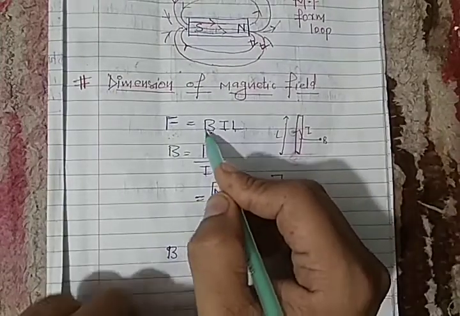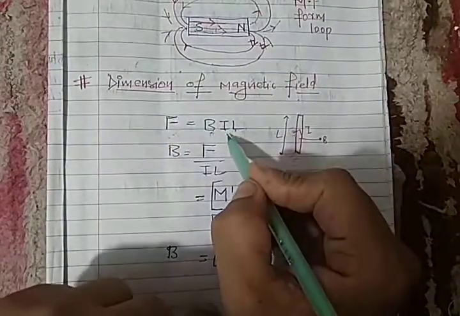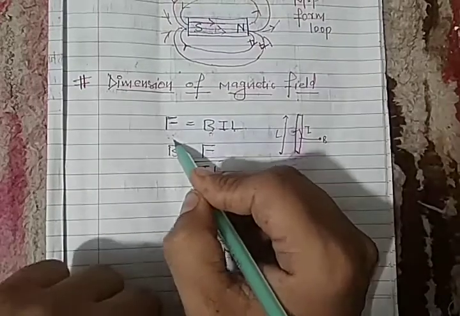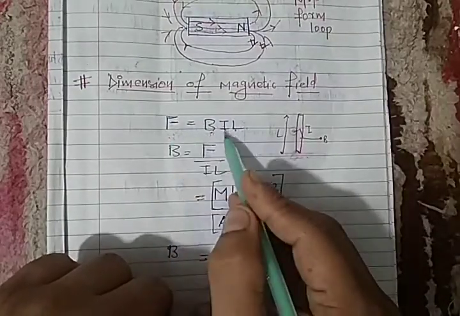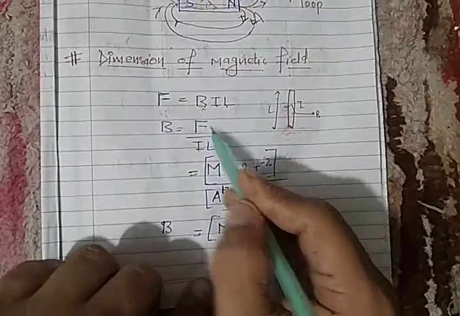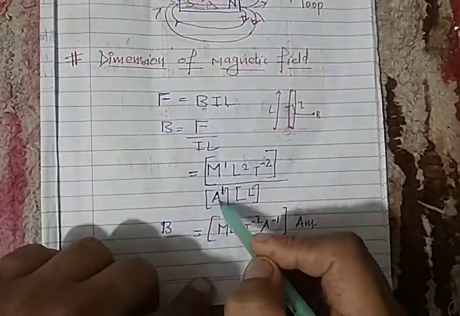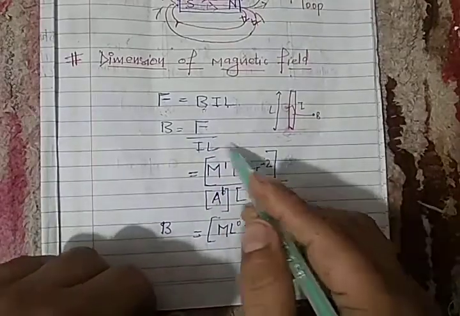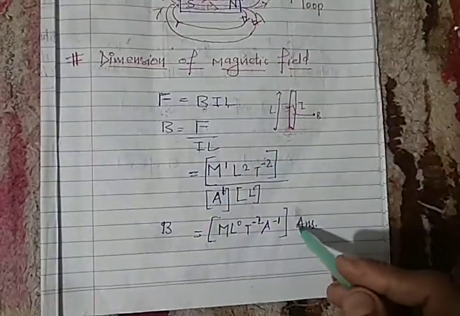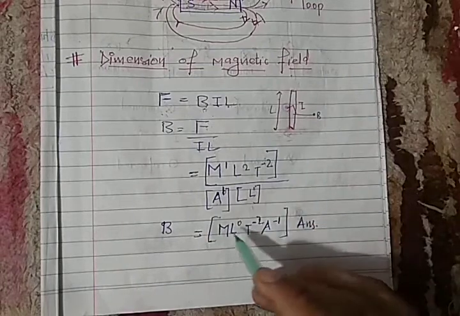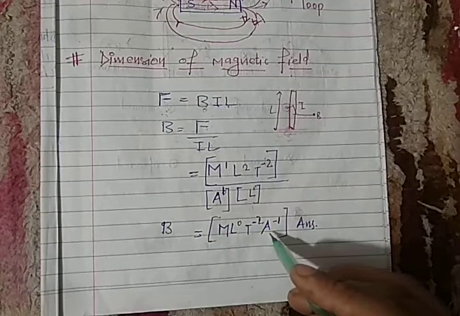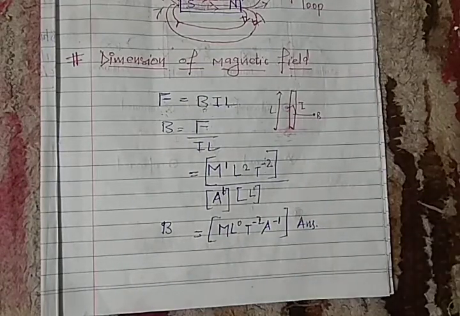Now I am interested in calculating the dimension. So take this IL as the denominator. Now see, B is equal to F upon IL. Now put the value of force. Current is measured in ampere, length in meter. Now with simple mathematics, solve this and you get the magnetic field dimension as M L^0 T^-2 A^-1. So this is the dimension of magnetic field. I hope you are able to understand.